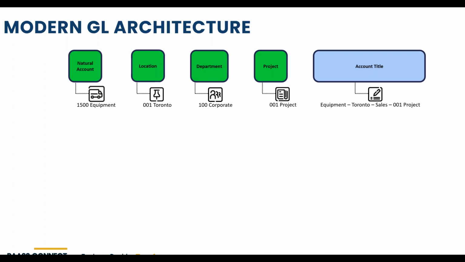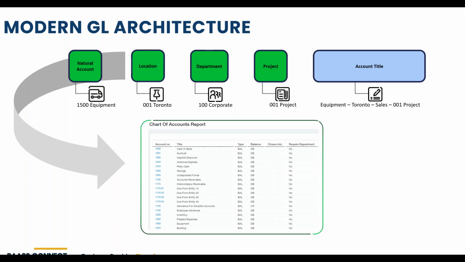So let's take a look at a modern GL architecture, more so the Sage Intacct GL architecture. If you really think about it, the elements that I just described in a segmented GL account structure are not going to go away. We still have natural accounts. We still want to track location. We still want to track departments, projects, and so on. So essentially, we want to keep the same information as we did in a historical chart of account structure.